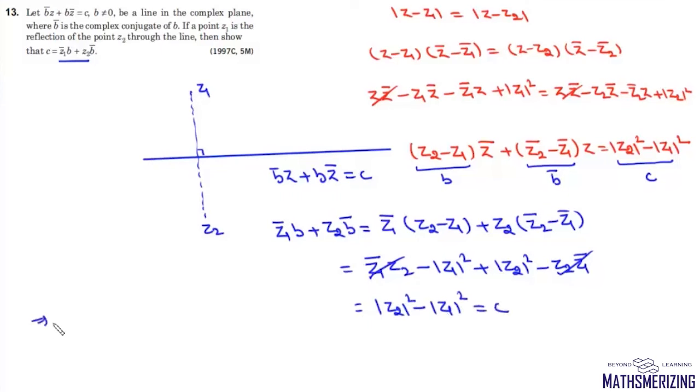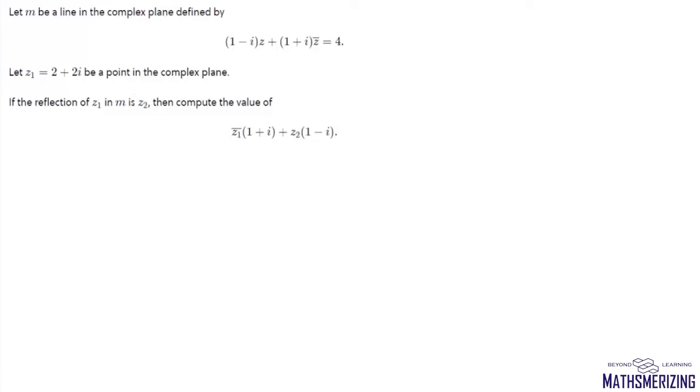So from here we can say this is possible when this C is Z1 bar B plus Z2 B bar, and this is what we need to prove. Now here the question is, let M be a line in the complex plane defined by (1 minus iota) Z plus (1 plus iota) Z bar, and it is equal to 4. Now let Z1 be 2 plus 2 iota, and it says if reflection of Z1 in M is Z2, then we need to find this value.